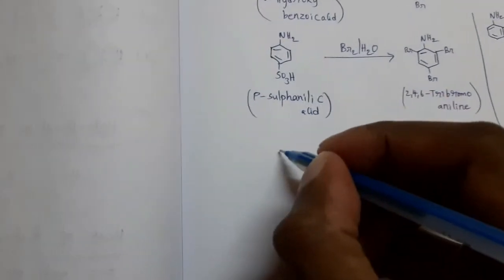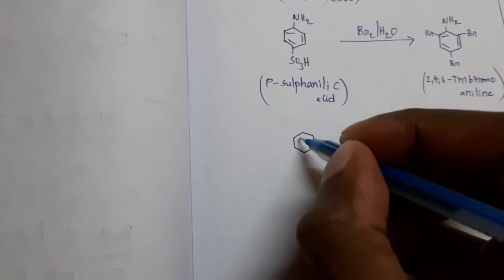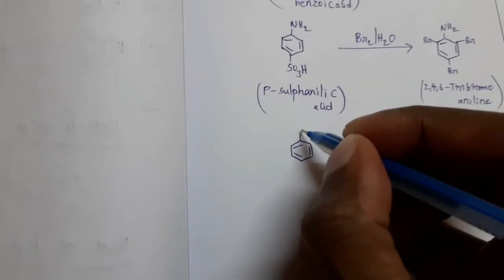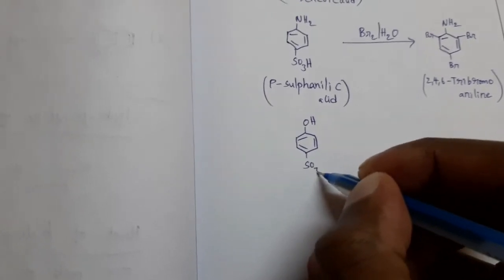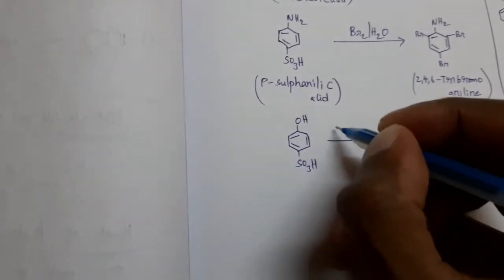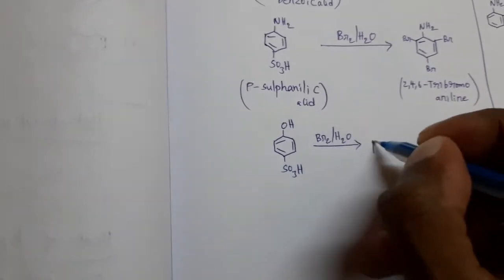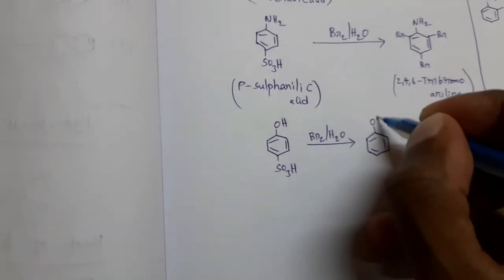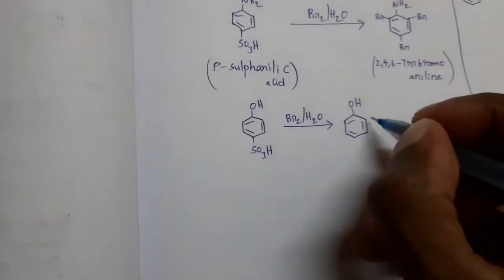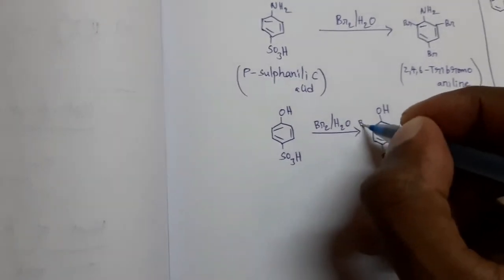Okay. So for phenol, suppose SO3H group is there, then we can get this type of reaction. Phenol having SO3H group is treated with Br2 H2O, then we can get this product, OH. Very simple reaction, this one.